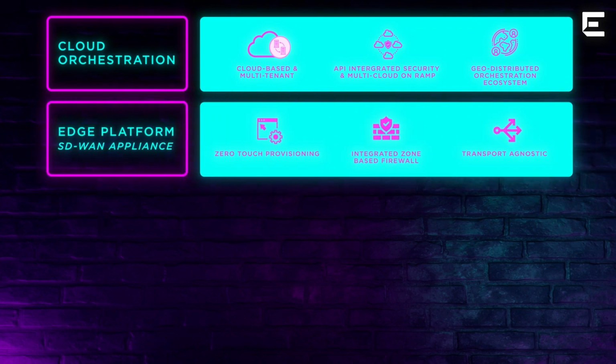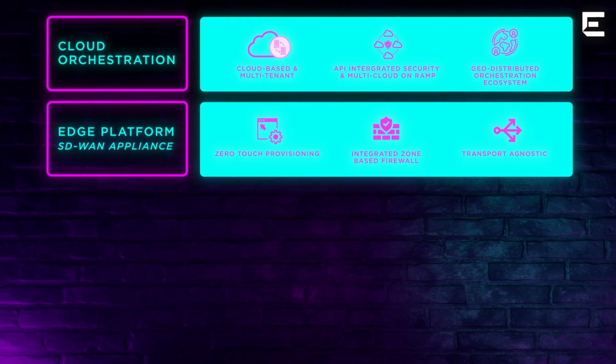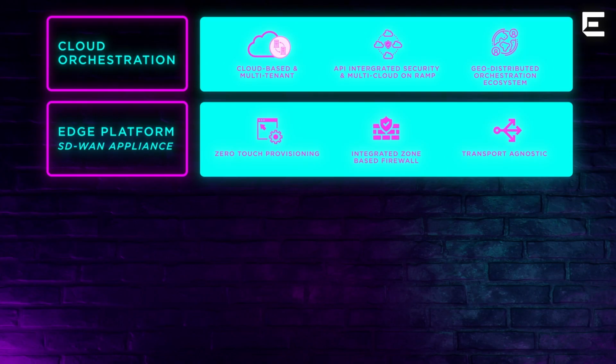The Edge platform, well, that's the SD-WAN appliance. You've got zero-touch provisioning. What's that mean? Well, all you've got to do is unbox it, plug it in, and it just works. It's also got an integrated zone-based firewall. More on that later. And it's SD-WAN, remember? So it's transport independent. Transport agnostic even. It doesn't care what it runs over. Planes, trains, automobiles, Ethernet, LTE, broadband, whatever.